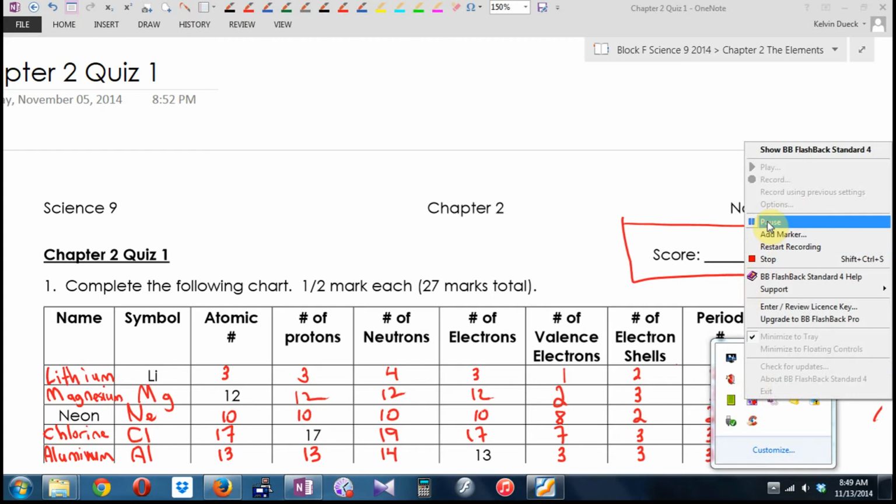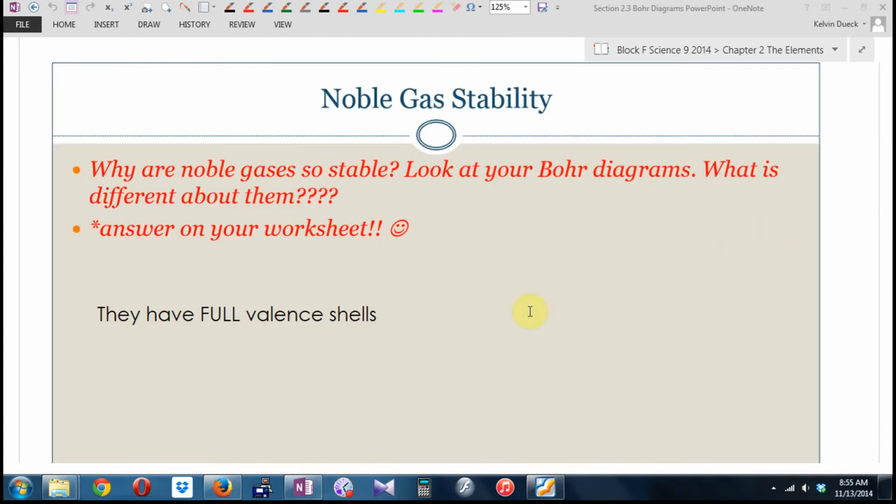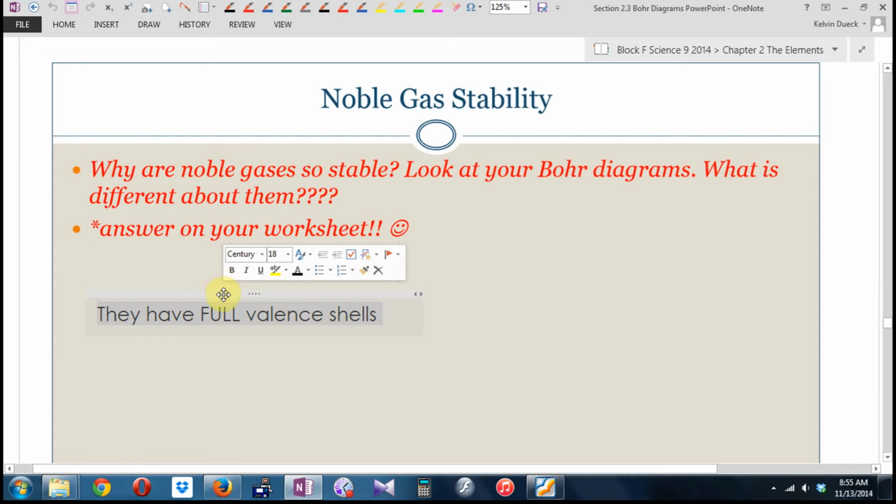Okay. So we said this: why are noble gases so stable? If you look at your Bohr diagrams, here was the key idea, hopefully you wrote this down. For people who just got the notes today, we said it's because they have full valence shells, and it seems as though atoms want to have a full valence shell. That's what you would write right here, and this is really important.